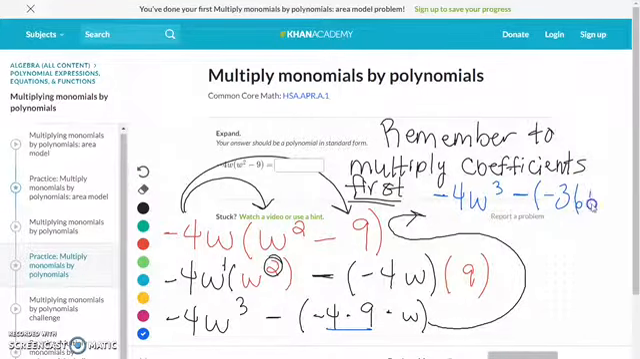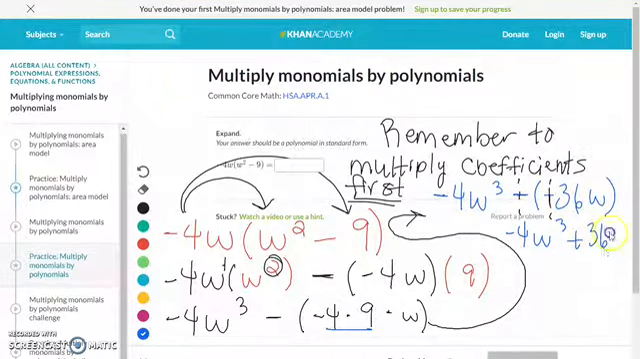36w. And always remember, when you subtract a negative, it's the same thing as adding. So you're going to change negative and make it a plus. And the reason why we do that is because it's just like saying negative 1 times negative 36, which is positive 36. So our final answer is going to be negative 4w to the third power plus 36w. And that is our final product.